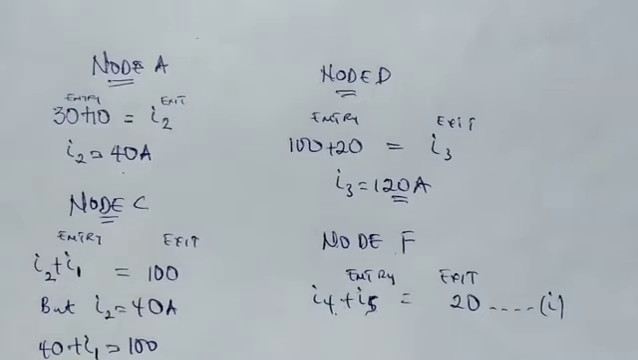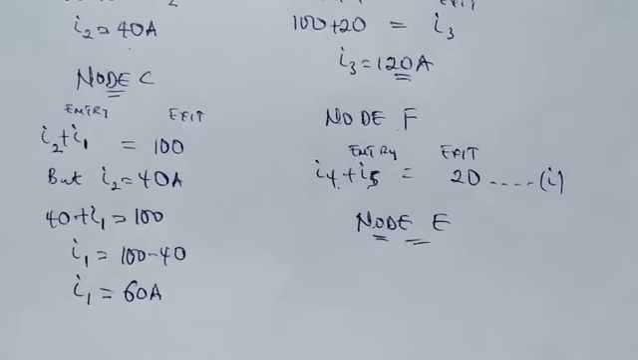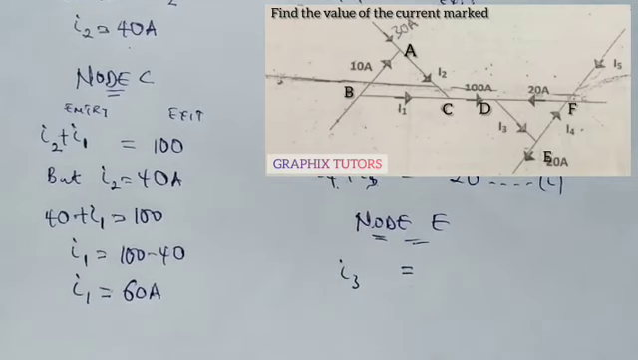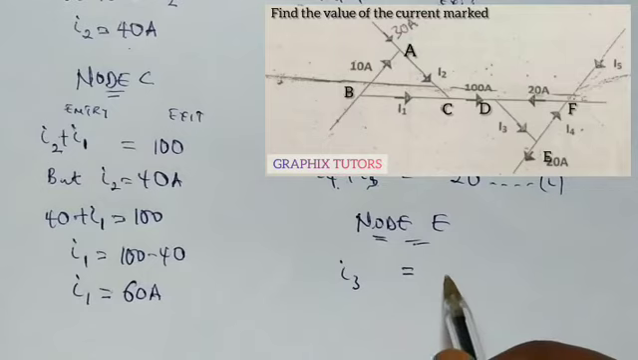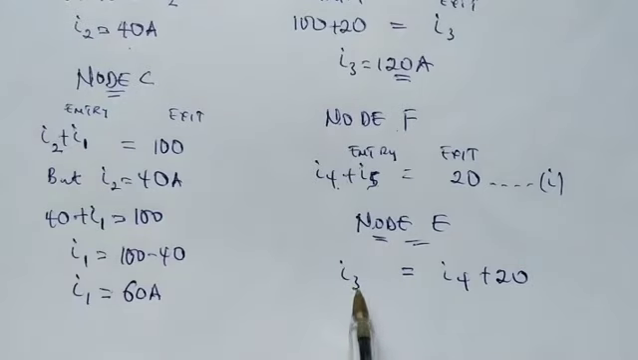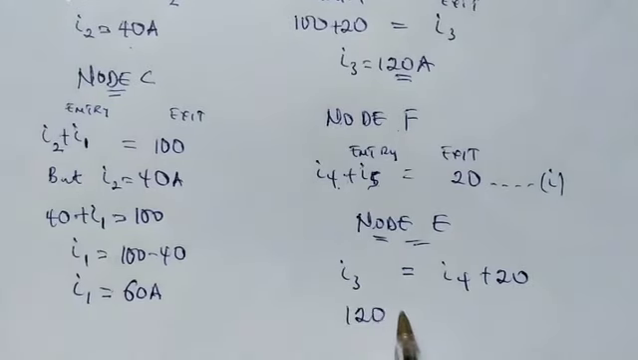But instead of considering node F, why not consider node E? At node E, that will have fewer unknowns. Let's consider node E. At node E, we discover that I3 is pointing towards node E. So I3 is entering node E. I4 is pointing away, so it's exit I4. Then 20 amp is pointing away, is leaving, so plus 20. Is that okay? Now from here, we know what I3 is. I3 is 120. I write my 120, then equals I4 plus 20.